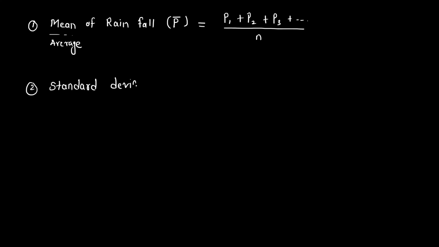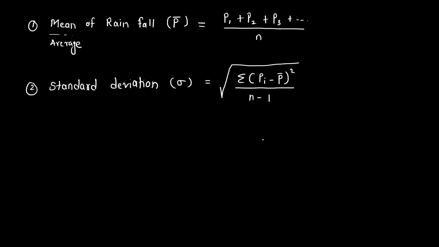Standard deviation. The standard deviation, we are denoting it with sigma, and the formula for the standard deviation is the square root of summation of (pi minus p bar) whole square divided by n minus 1. Okay, so this is the formula for standard deviation.